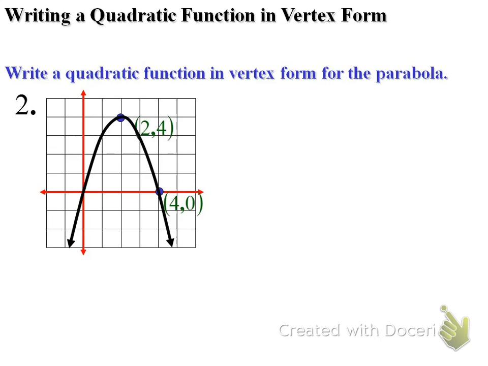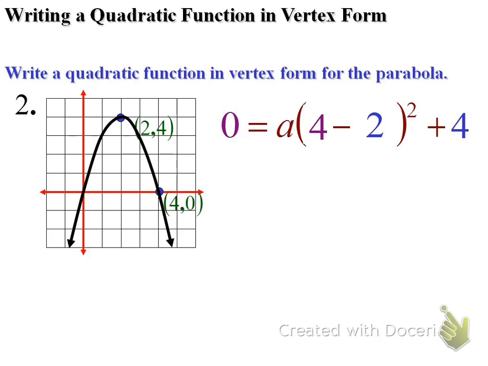Here's number 2. Again, we are given the vertex, so we know h and k. And we're given an ordered pair, so we know an x and a y. We can use all of that to find a. Once you know a, you can write this parabola in vertex form. So what do I replace h with? 2. What do I replace the k with? 4. What do I replace the y with? What do I replace the x with? 4.